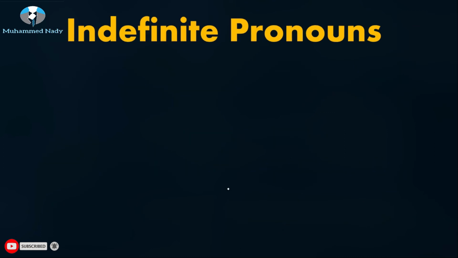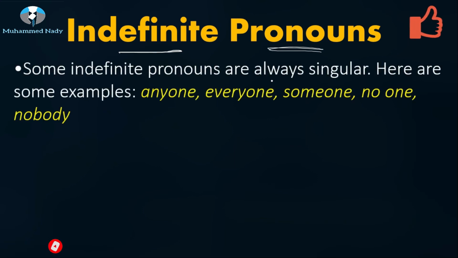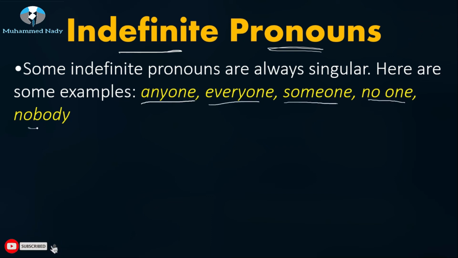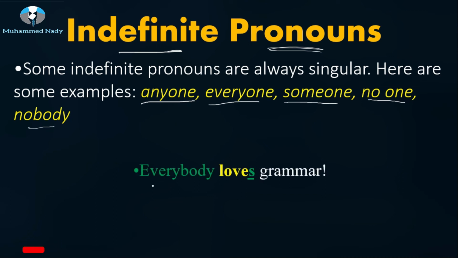Okay. Now, the indefinite pronouns. Oh, what is this word? What is indefinite pronouns? Some indefinite pronouns are always singular. Here are some examples. These are the indefinite pronouns like anyone, everyone, someone, no one, nobody, anywhere, somewhere, nowhere, etc. So all of these words, when they come in the sentence, we deal with them as they are a singular noun. Look at this example. Everybody, it's singular. That means it doesn't have an S. So this verb should have an S.